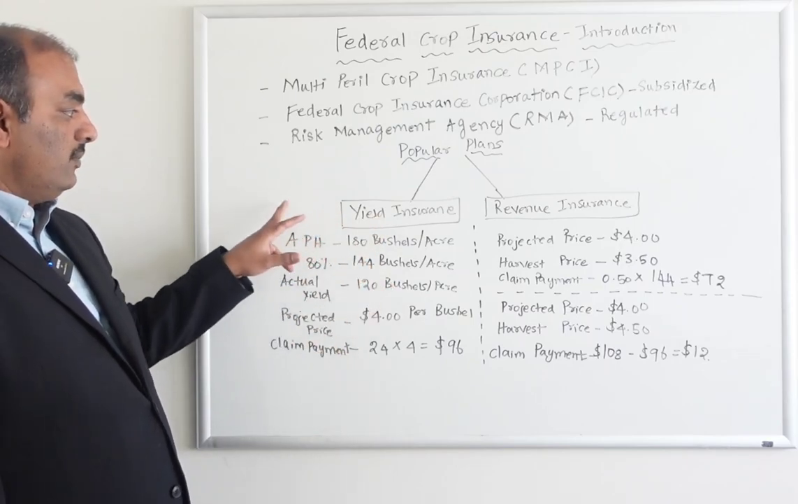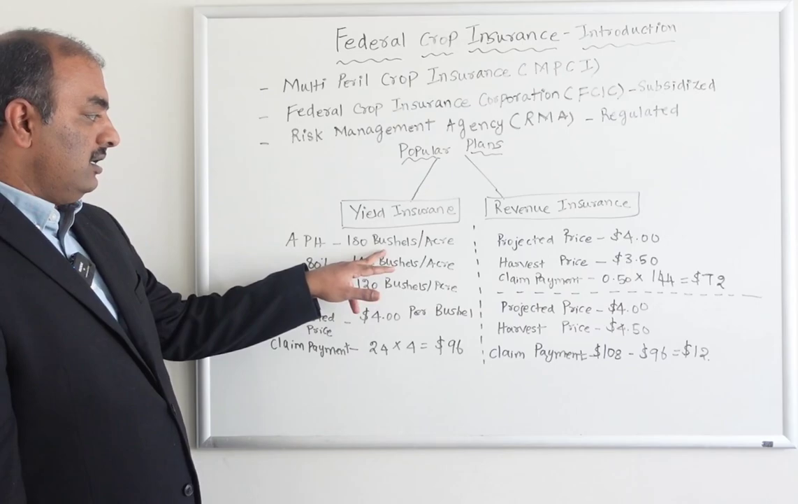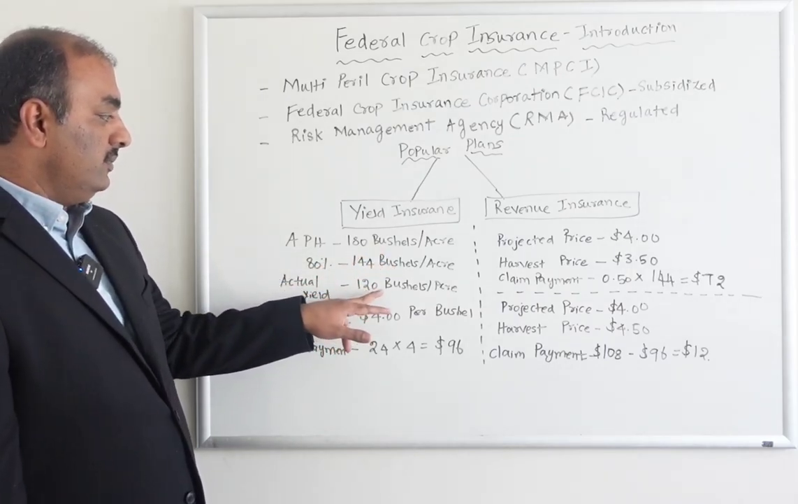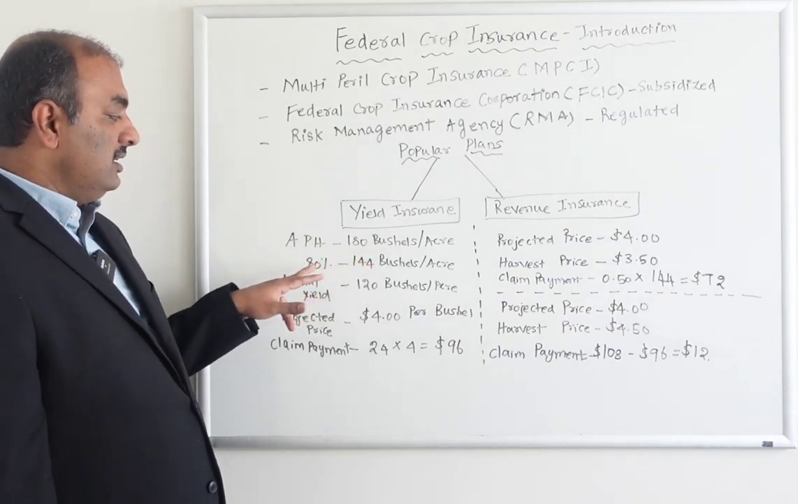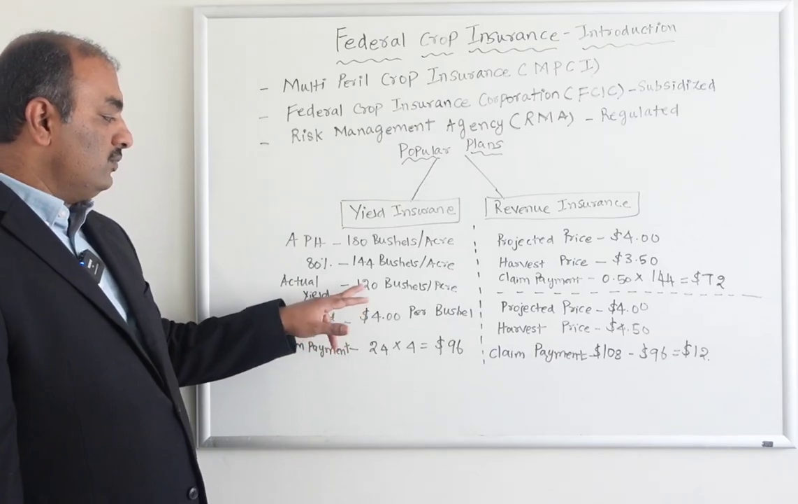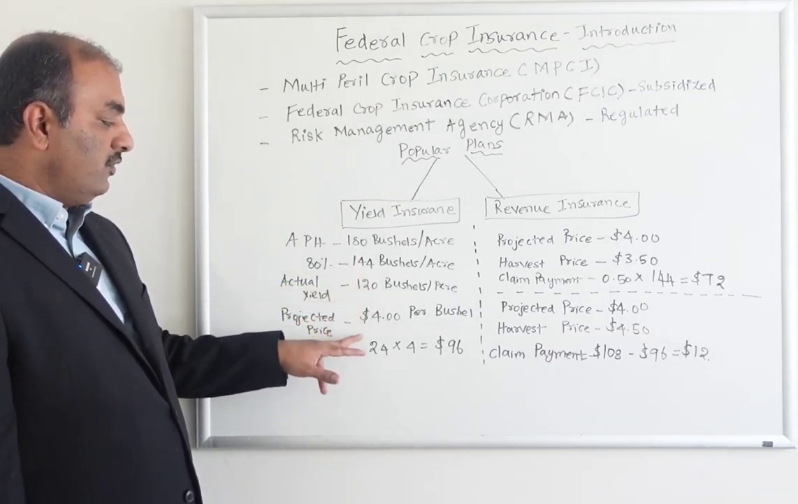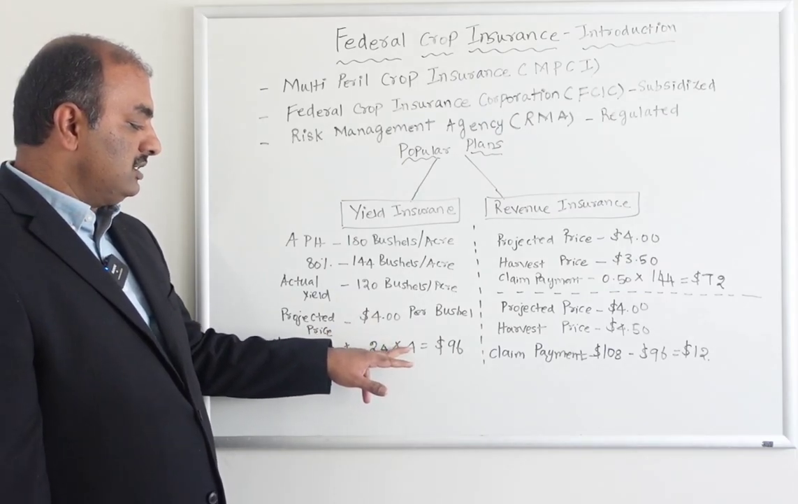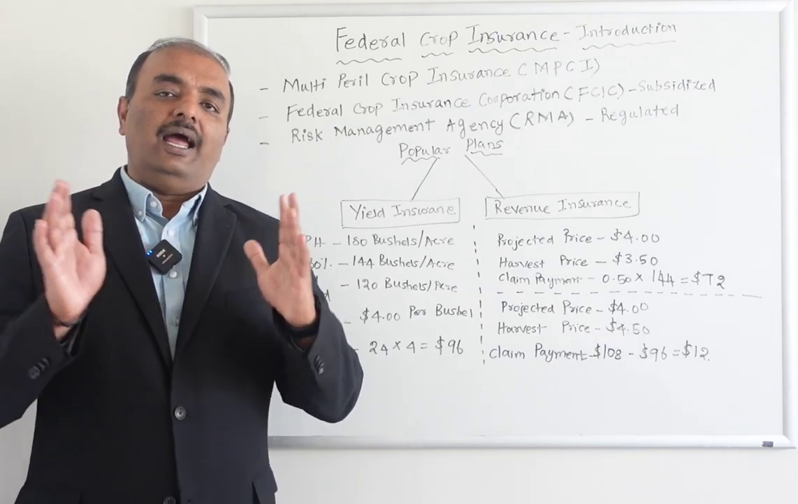If you see this example, we are talking only about the yield. We expected 180 bushels and I got insurance only for 80%, which means 144. But the actual yield was only 120. So there's a difference of 24 bushels. For the 24 bushels, I'm getting a payment of $4 per bushel, which comes to a $96 payment. This is a high level example.